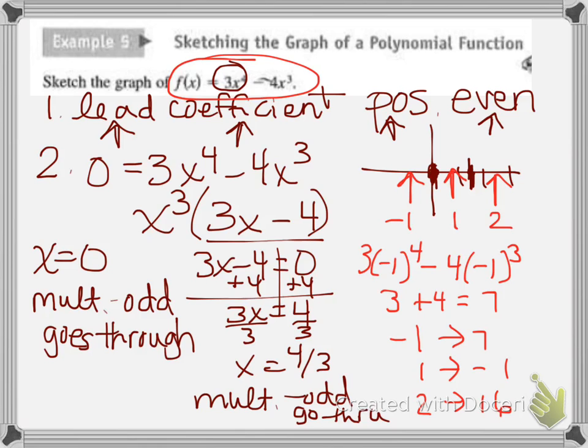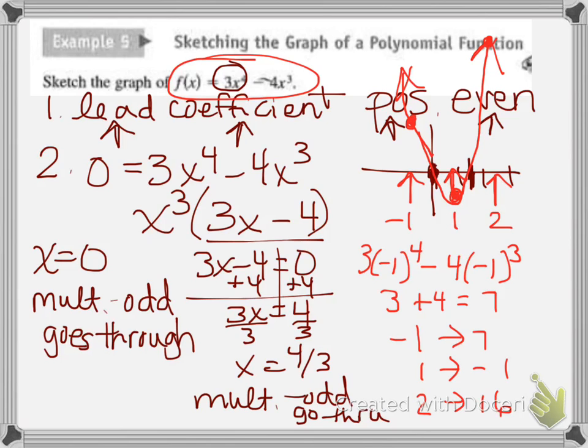Okay, so when we look at these values, negative 1 is 7, way up here. 1 is negative 1, so that's down here. And 2 is 16, so that goes quite high up here. So we have something that looks like this, which we knew that it was going to look something like that.